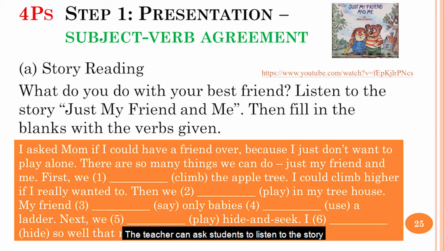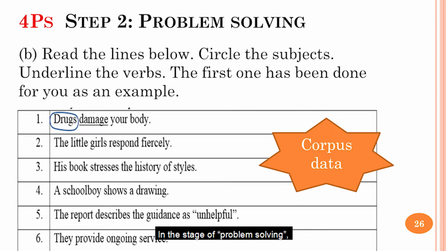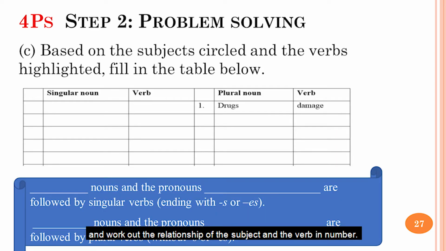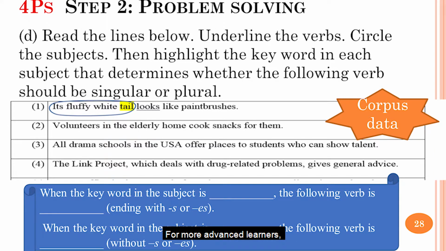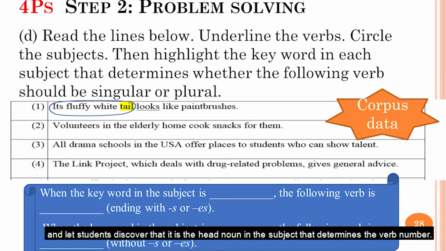The teacher can ask students to listen to the story and draw their attention to the verbs used in the text. In the stage of problem solving, the teacher can choose a corpus and design consciousness-raising activities, which require students to study the concordance lines and work out the relationship of the subject and the verb in number. For more advanced learners, the teacher can present more complex subjects and let students discover that it is the head noun in the subject that determines the verb number.